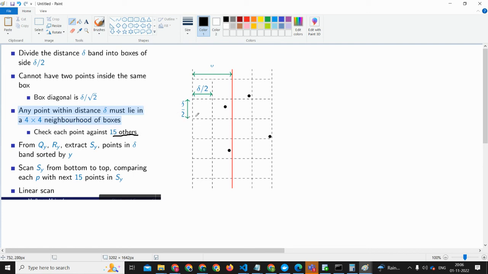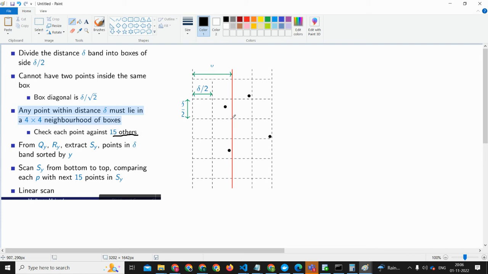I'm coming to that. 4 cross 4 is for delta, no, Afnan? Because the box is delta by 2 plus delta by 2. You can't go beyond the delta, right? So on either side, vertically and horizontally, we are getting a delta. So that is fine, right? 4 cross 4, right.